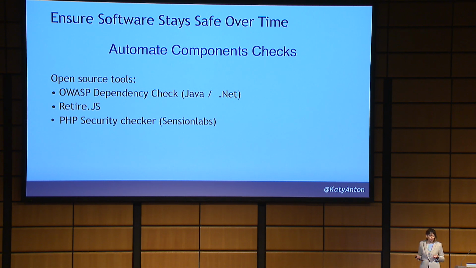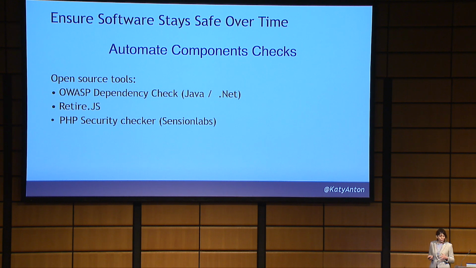In terms of open source tools, you can use OWASP Dependency Check for .NET and Java, Retire.js for JavaScript, and PHP security checker for PHP applications. There are also commercial tools, but there is no excuse for you to not start at least with an open source tool to start checking your components for vulnerabilities in order to see what the security state of your own software is.